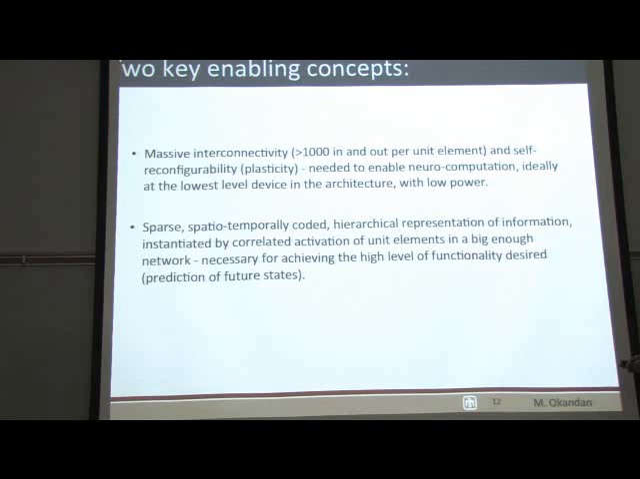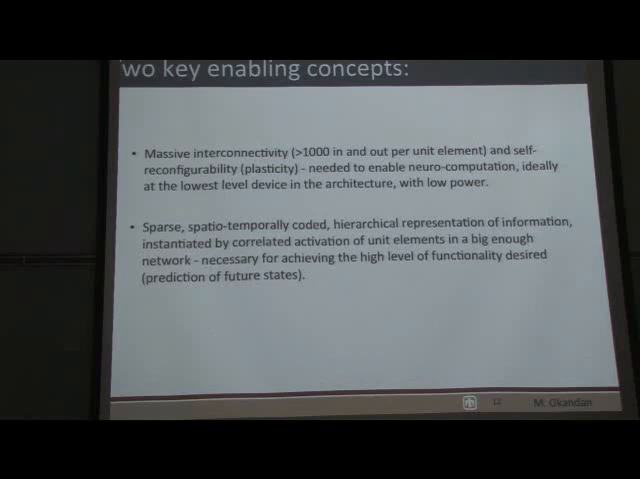So the two key enabling concepts, I want to wrap them back up a little bit. You do need massive connectivity. You do need to be able to reach over 1,000 inputs in your network coming into a single node, and you need to be able to reach 1,000 others. And this needs to be plastic. You need to be able to adjust those connections, weights, whatever needs to be adjusted on the fly. And ideally at the lowest level possible.